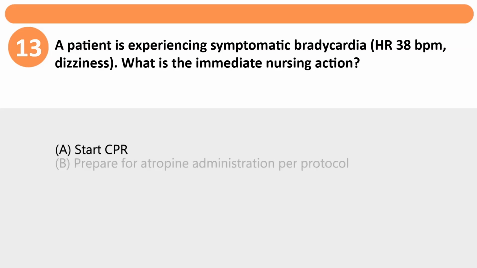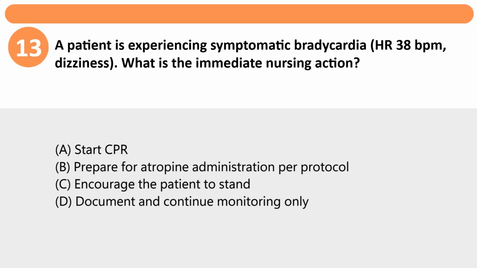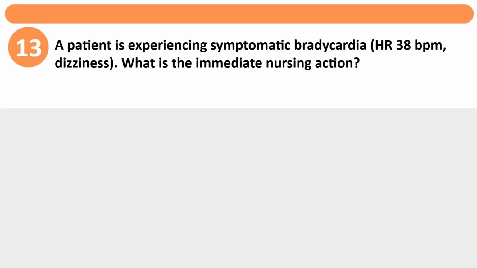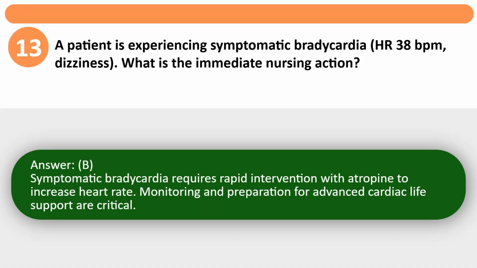A patient is experiencing symptomatic bradycardia, HR 38 bpm, dizziness. What is the immediate nursing action? A. Start CPR. B. Prepare for atropine administration per protocol. C. Encourage the patient to stand. D. Document and continue monitoring only. Answer, B. Symptomatic bradycardia requires rapid intervention with atropine to increase heart rate. Monitoring and preparation for advanced cardiac life support are critical.